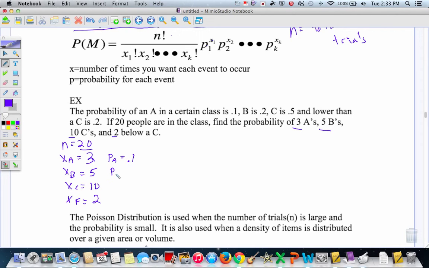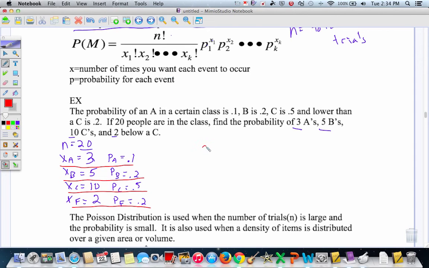So the probability of an A is 0.1. The probability of B is 0.2. Of a C is 0.5. And the probability of below a C is 0.2. I like to put these side by side next to each other so that when I set up my formula, I know what exponent to raise each probability to. So that's why those are written in that format here.